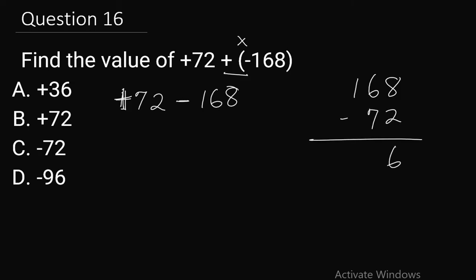8 minus 2 is 6. 16 minus 7 is 9. So I have 96, but I'll put the symbol of the bigger number. Since 168 is bigger than 72 and 168 has minus, I'm going to put minus. So the right answer is option D, which is minus 96.